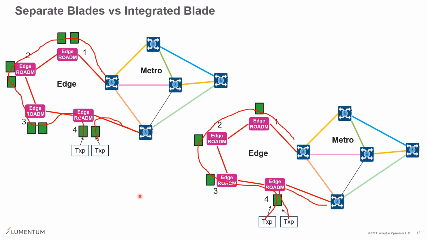Now let's look at a 4-node edge ring built with 2 different solutions. The solution on the left is the traditional way of doing it, wherein if you have a 2-degree node, you're going to have 2 separate blades, one for each degree, as depicted by the green squares here. And the picture at the bottom shows the concept if the 2 degrees were integrated onto a single blade. If you look at node number 4, if this blade were to fail, then you're going to lose both east and west. And here, of course, if one of these blades fails, you still have the ability to route the traffic through the other blade.